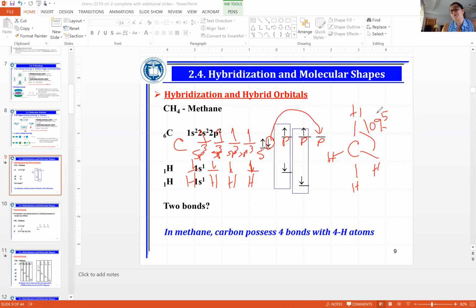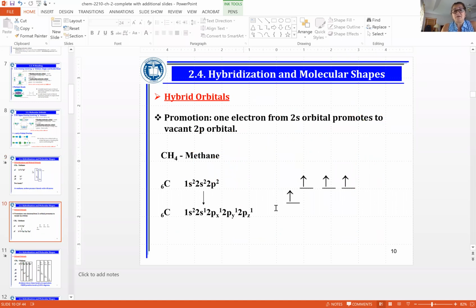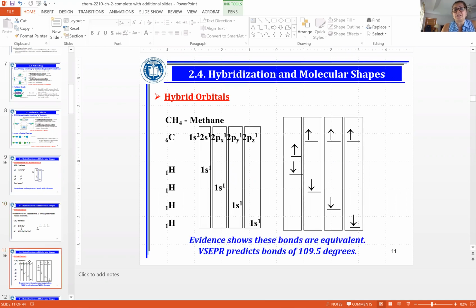So that's what you need from sp3. Tetrahedral and bond angle 109. Now, with the sp2, okay, this is still talking about sp3. So sp3, these are showing the steps that we already talked about. There's excitation first, and then there would be hybridization.